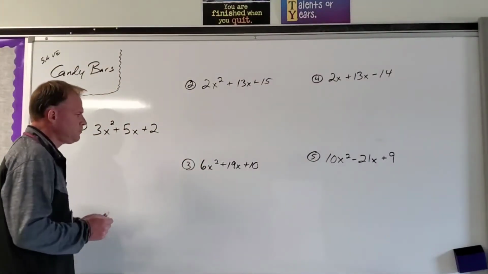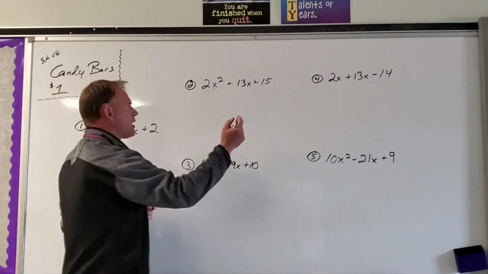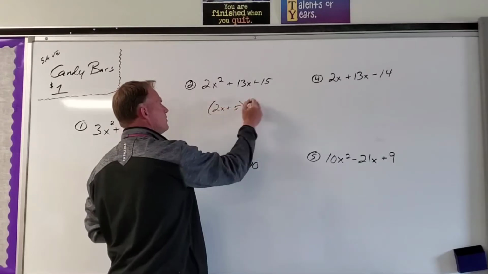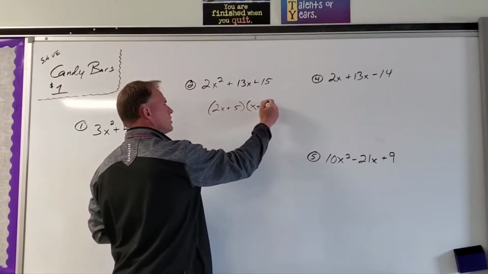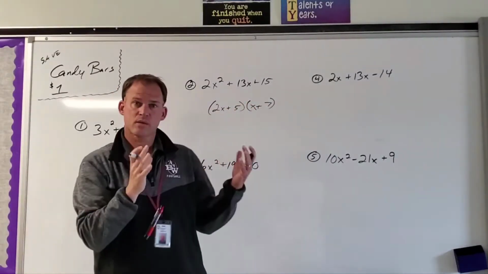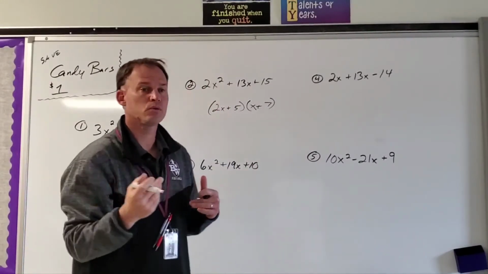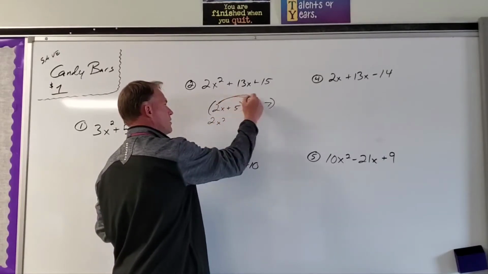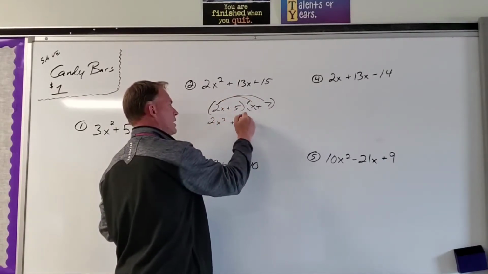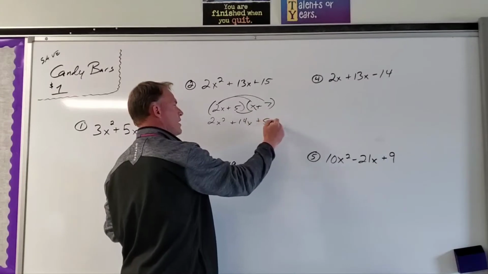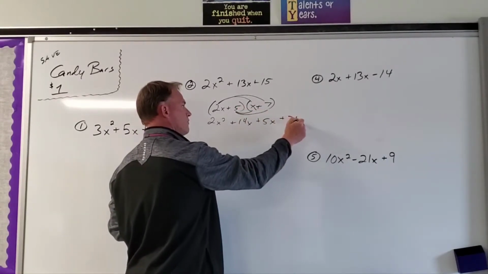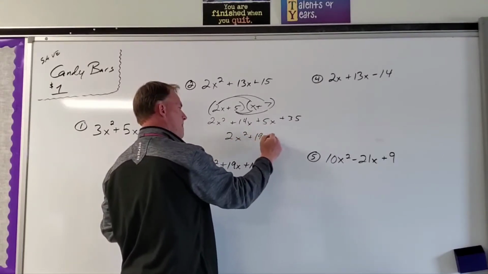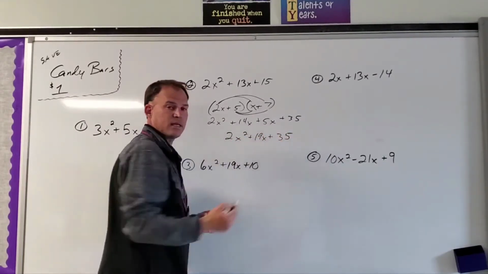So, before we get into this, let me do a quick reminder. If we had 2x plus 5 and x plus 7, we would take those two parentheses and do double distribution. So I would go here to here is 2x squared plus 14x plus 5x plus 35, like terms in the middle, and we get an answer to look like that.